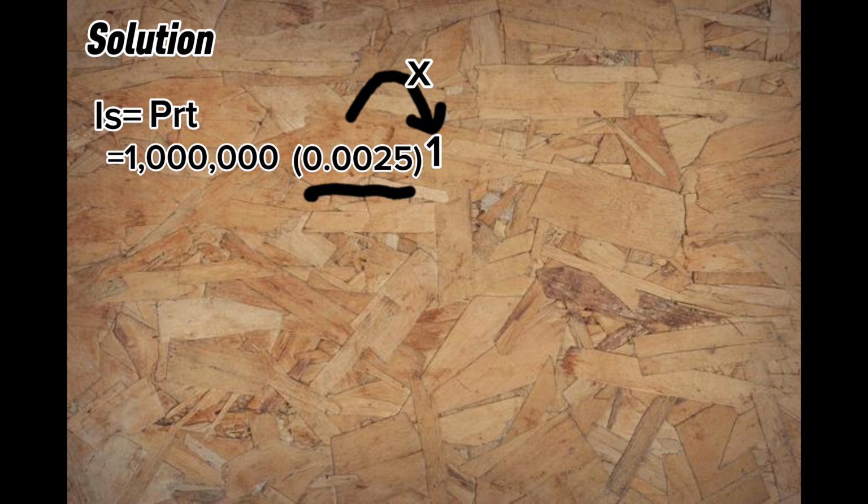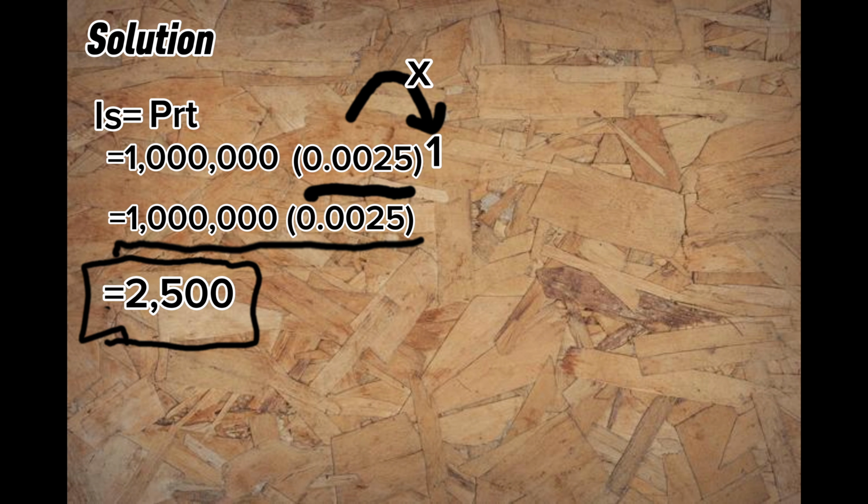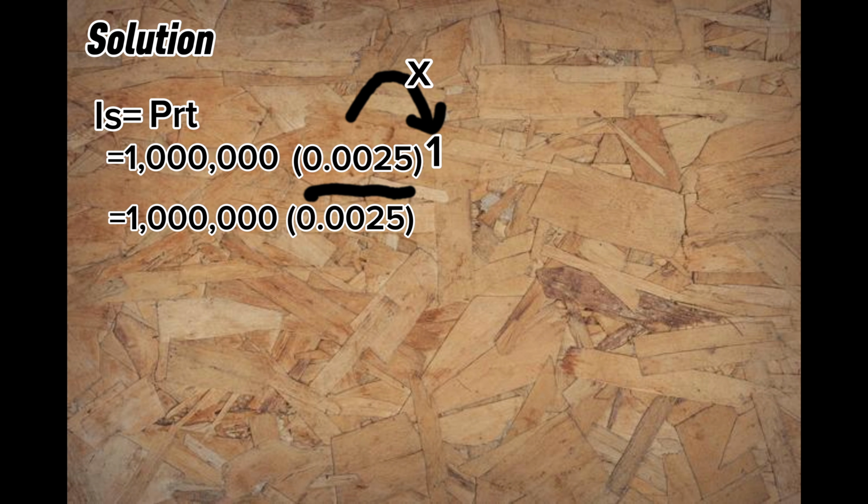0.0025 times 1 equals 0.0025. And the third thing that we need to do is multiply our principal and our rate. So our principal equals 1 million times our rate, which is 0.0025. So we multiply 1 million times 0.0025. So our answer equals 2,500 pesos. So that is our final answer to our example number 1.